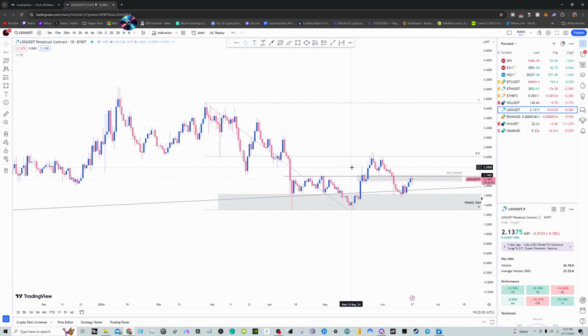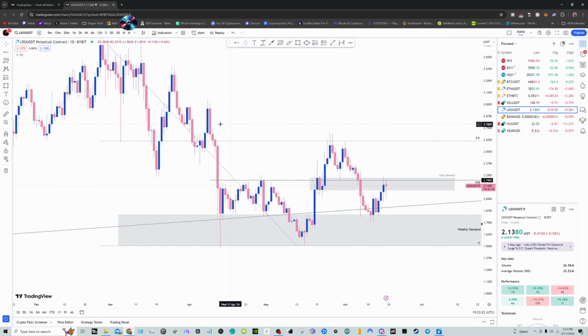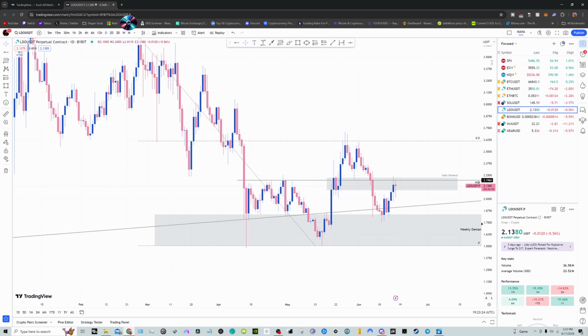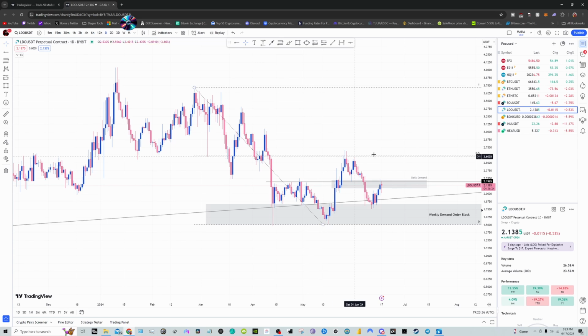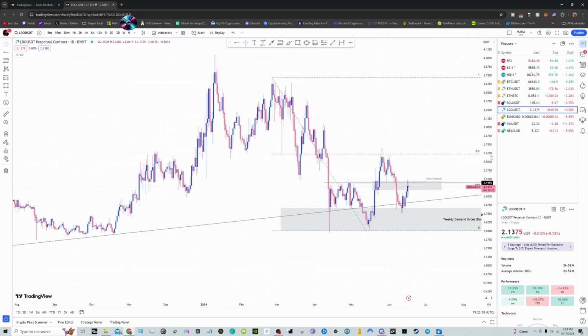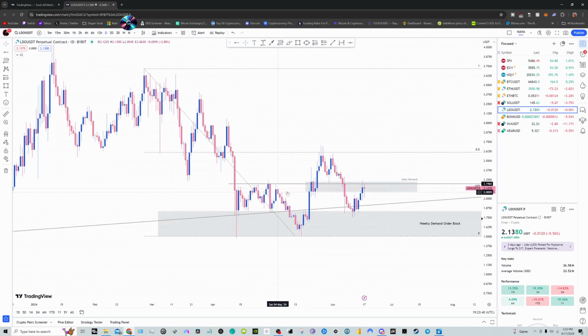You go down to the daily. You can see that we were at the mid-range. So our range is currently 3.71 to range low, which is about 1.50. Our mid-range is 2.61. You can see we traded at the mid-range. We kind of rejected. There was some daily demand here after this breaking market structure. We didn't hold. You still have that weekly demand down there.